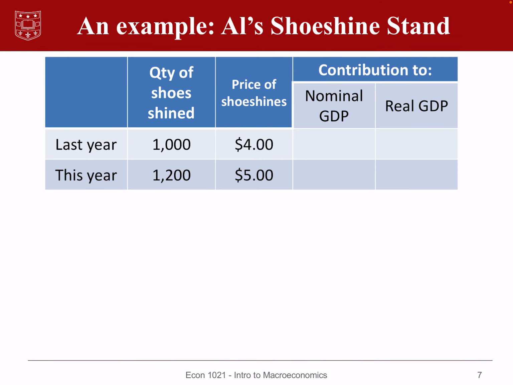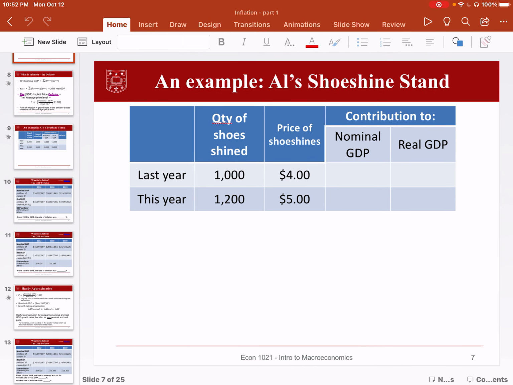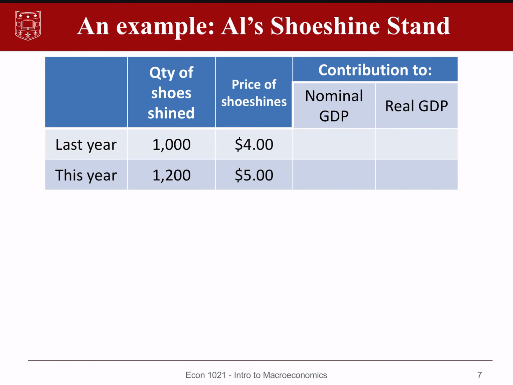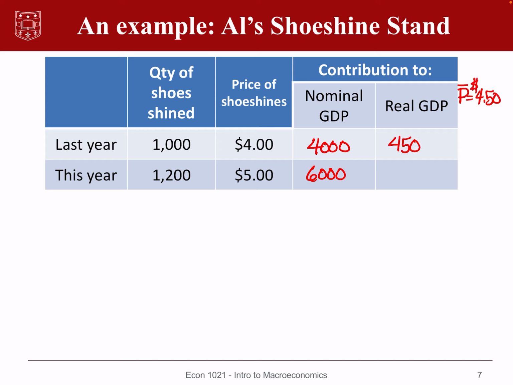Okay, so we had in here, honestly, this was 4,000, this was 6,000. We're using P bar here, which is $4.50. So this is 4,500, and this is 5,400. So now I guess I have all kinds of room.